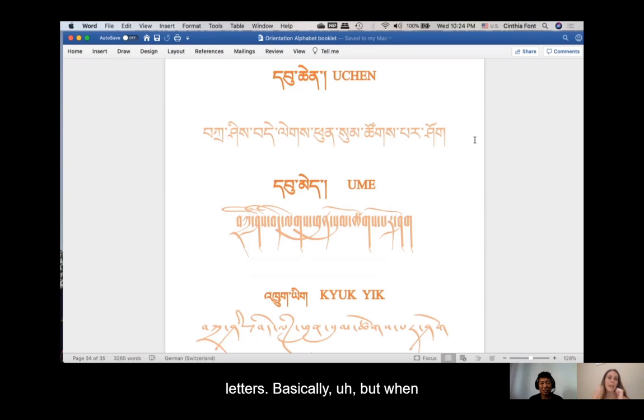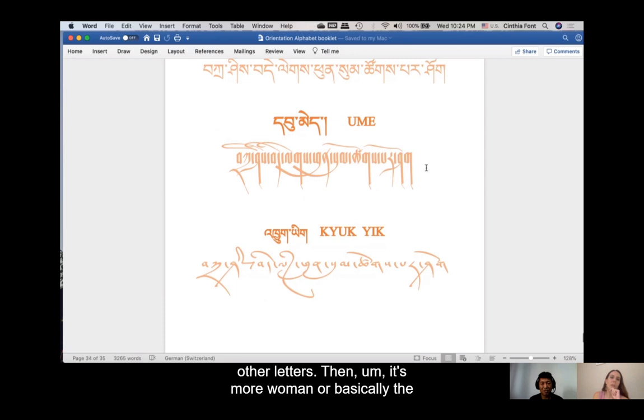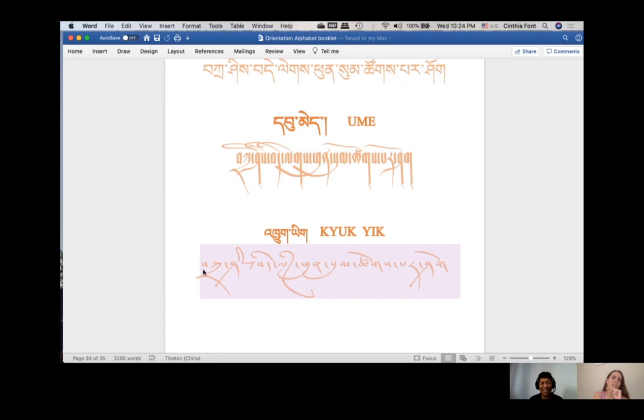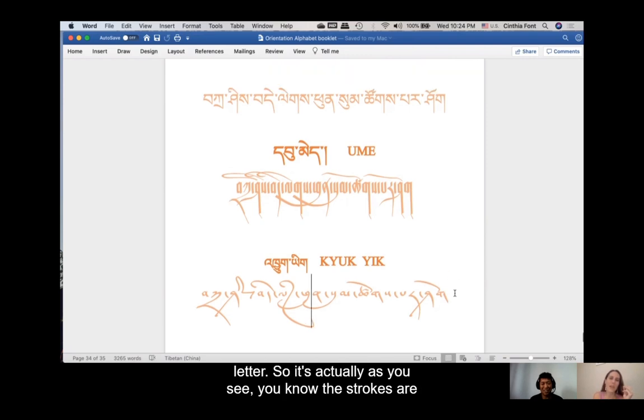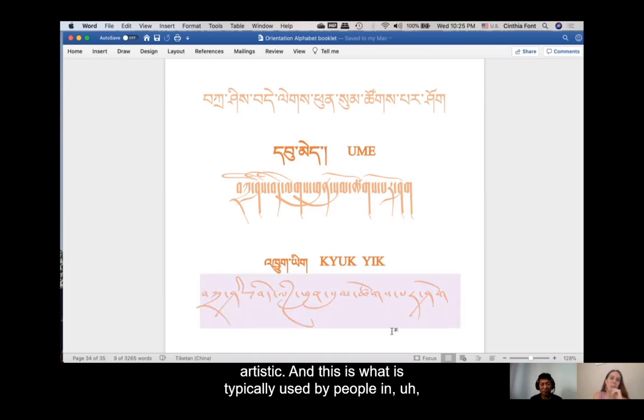But when people write notes in their notebooks and write each other letters, then it's more the Kyuyik style. Kyuyik is the one that is used the most, which is called the fast letter. As you see, the strokes are quite fast and quite beautiful, and they become a little bit artistic. This is what is typically used by people on a daily basis to write each other messages and things like that.